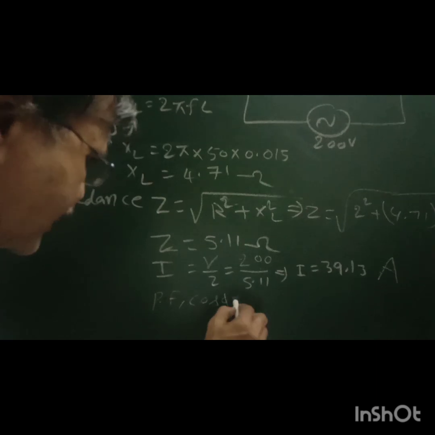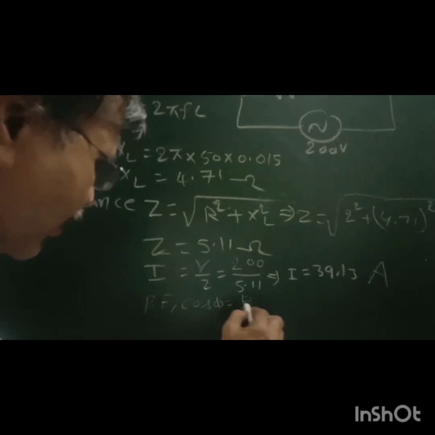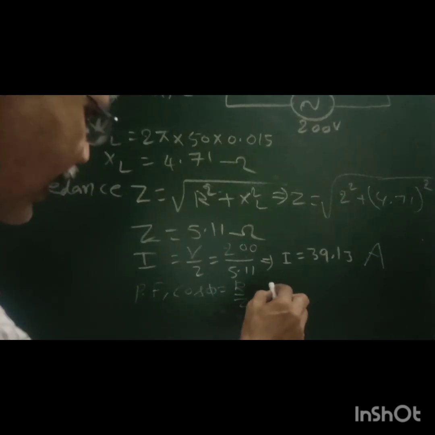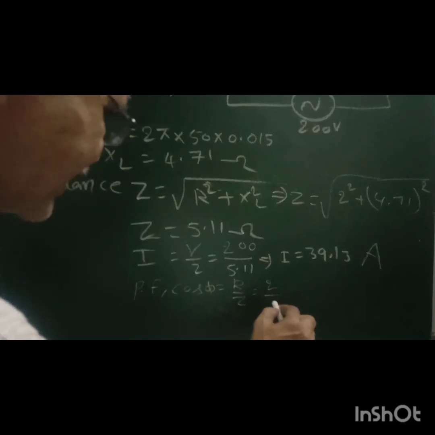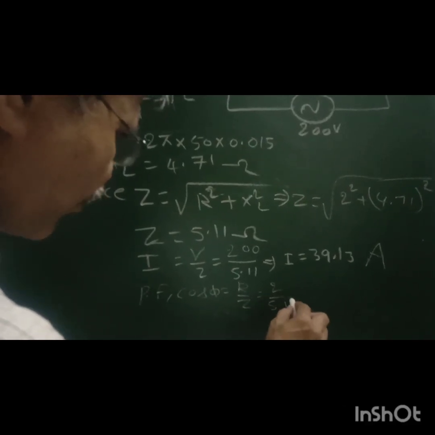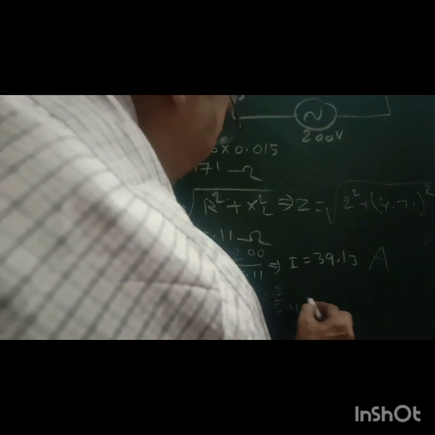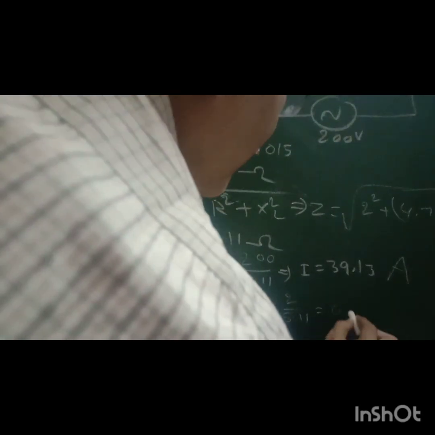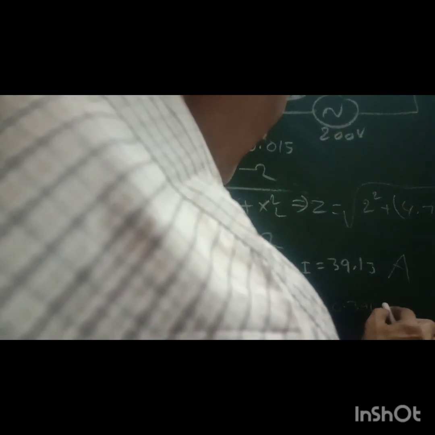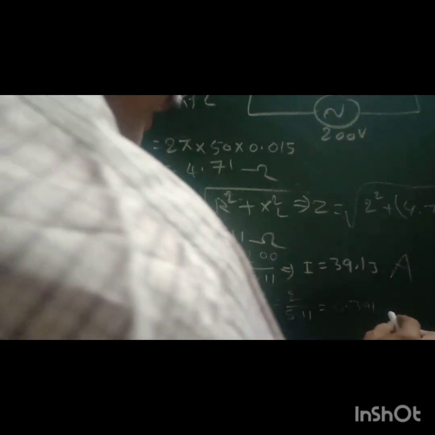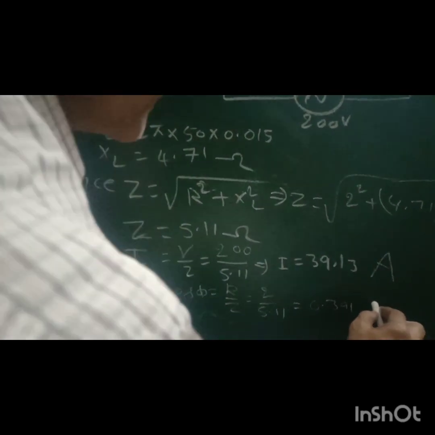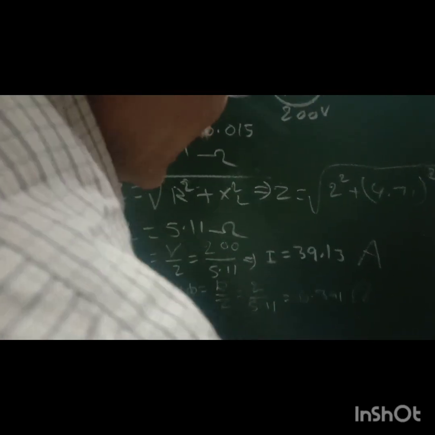Next, power factor: cos phi is equal to R by Z. What is R here? 2, by what is Z? Z means impedance, 5.11. That is equal to 0.391. In an inductive circuit, the current is lagging.